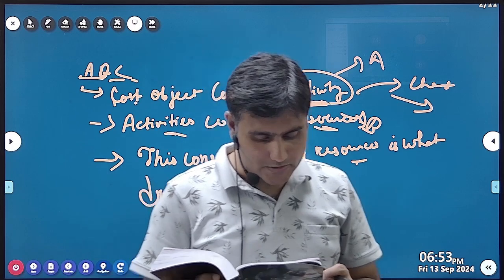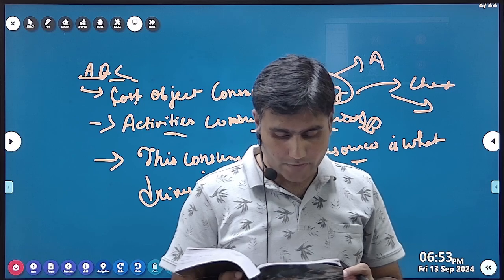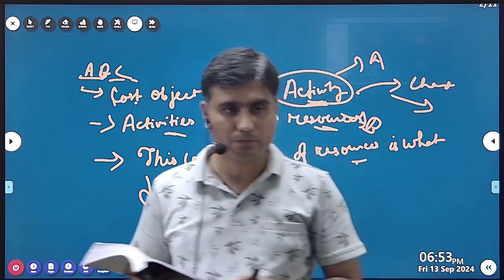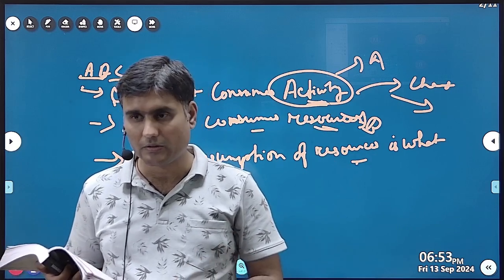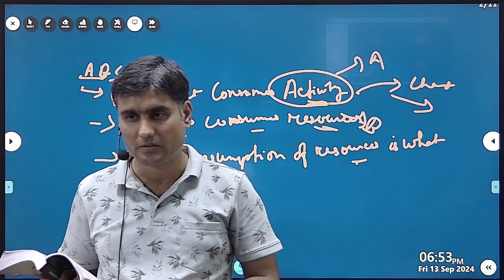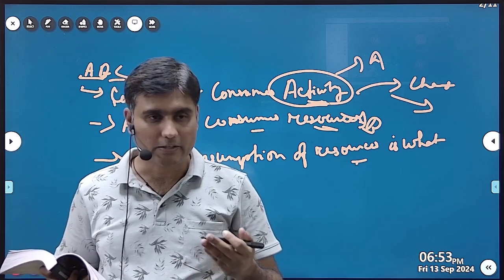ABC generally is used as a tool for understanding cost and profitability of individual product. If we prepare the cost of a product correctly, we will get what? We will get to know its correct profitability.